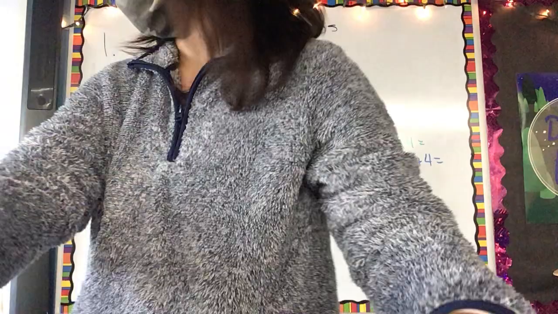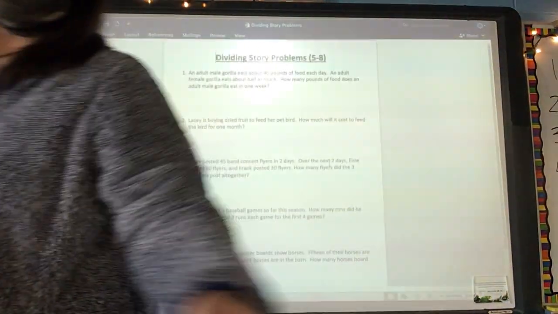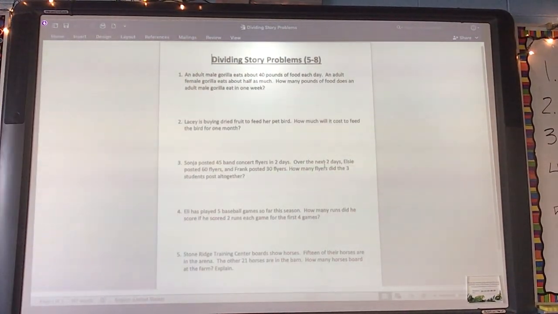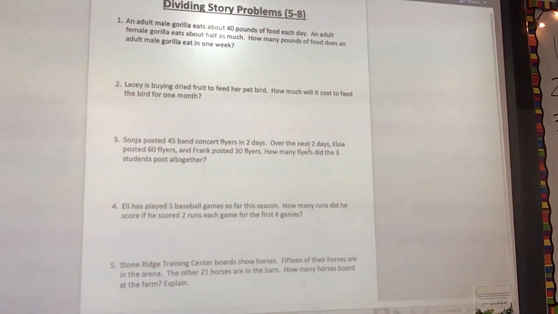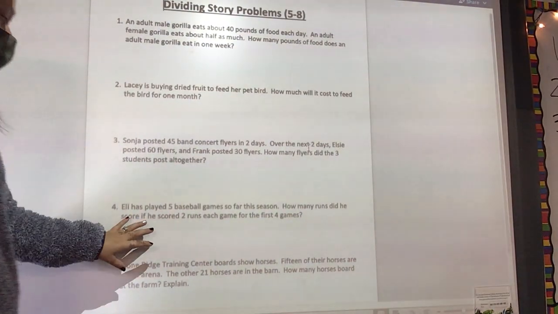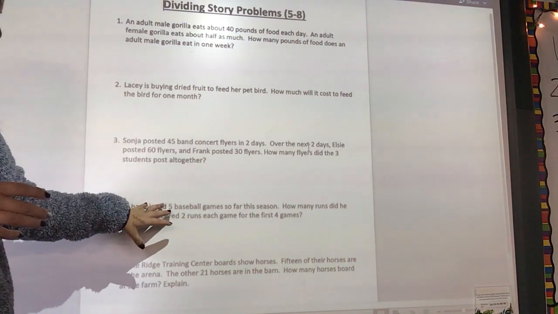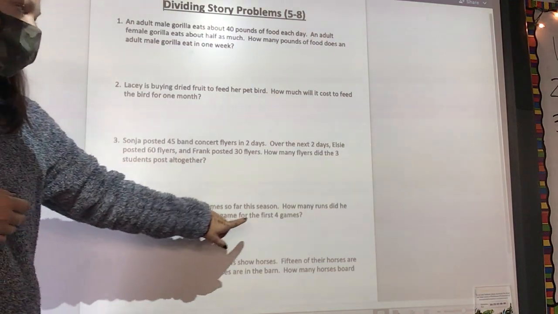Ladies and gentlemen, going back to number 4, did anybody have any other questions on number 4? I know some of you were really stumped on that one. Did we want to discuss that one more, Justice? So I'm kind of confused what you mean about there's not enough information? Okay, I saw a couple of you guys kind of had some puzzled looks on your faces. So they're wanting to know how many runs he scored. Like, all together totals, they want to know how many runs, okay? Because he did five games. But it only tells us that he ran two runs for the first four games.